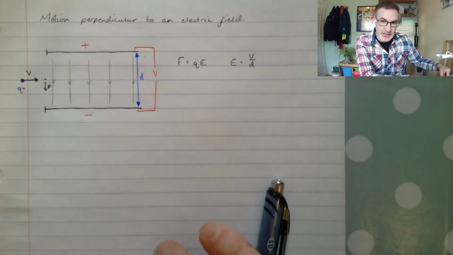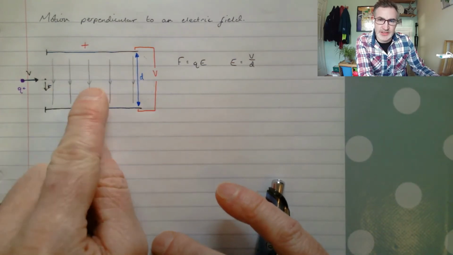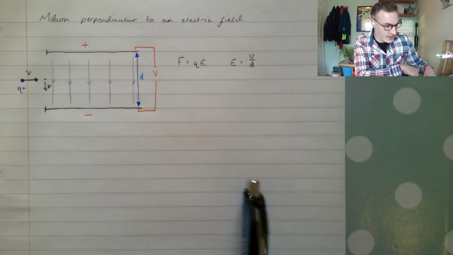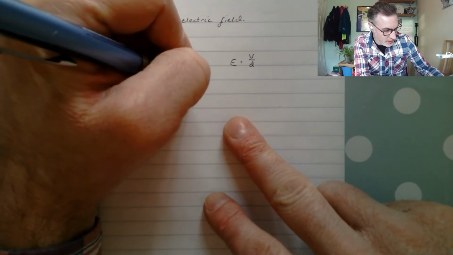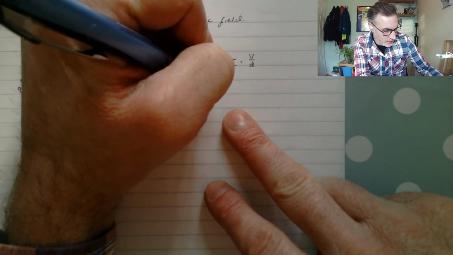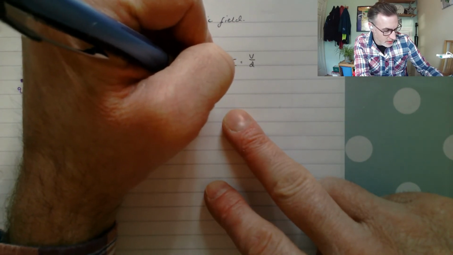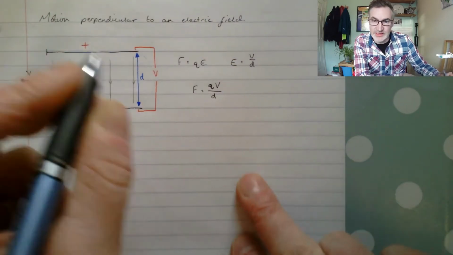Let's call it D. So if we know V, we know D, and we know the size of the charge that's entering it, then we can determine the force. So substitute this into here. F is equal to Q, QV over D.